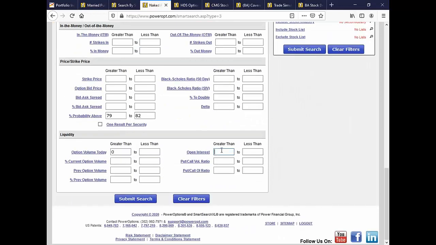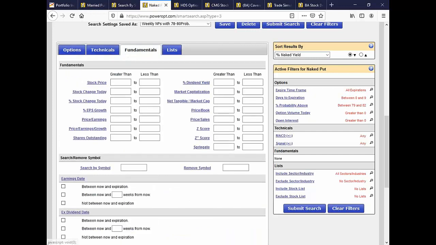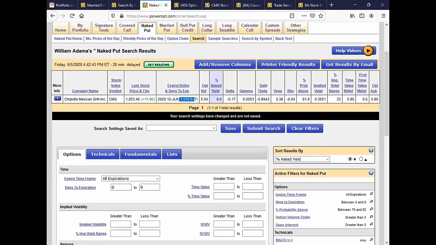I'm going to look for some option volume today, and open interest greater than 0. I don't care about the return. What I do care about is CMG. All right. Yep, I have the 10-10. That's 1 week out. The 10-10 is 1 week out. Okay, so the June 12th 10-10 strike, delta of 0.17, probability of 82%.